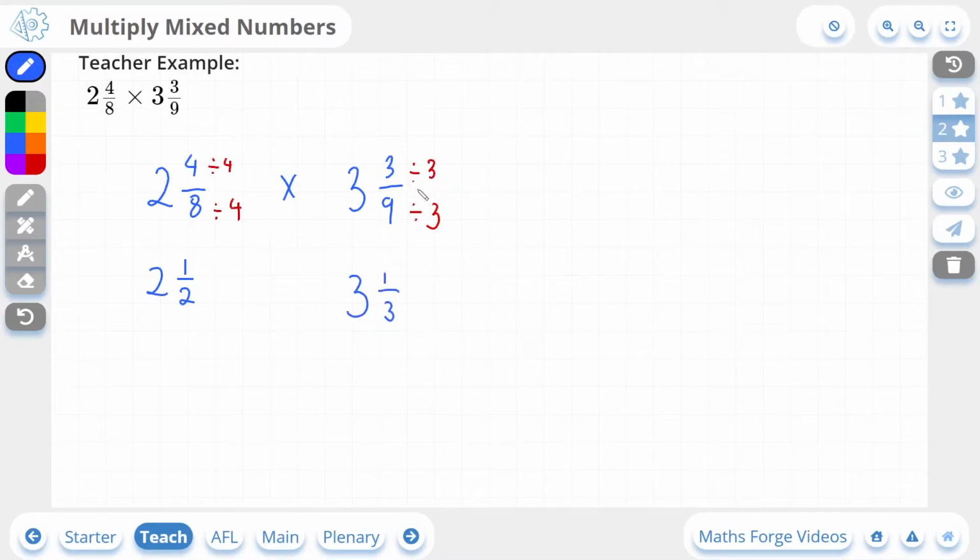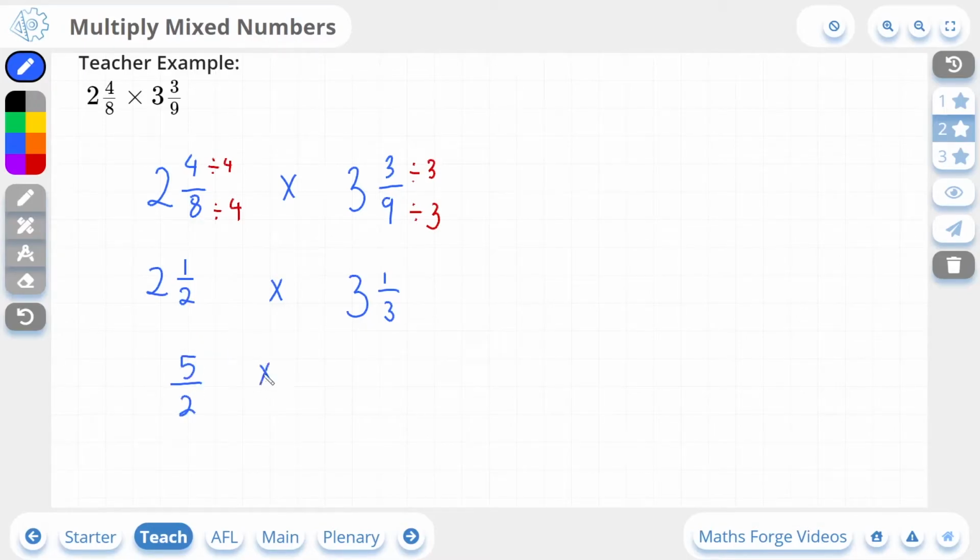So 3 divided by 3 is 1. 9 divided by 3 is 3. And we are multiplying these together. Now the next step is to convert them into improper fractions. So we're going to do 2 multiplied by 2, which is 4, and then we add that to the 1, which is 5, over the original denominator, which is 2, this one here.